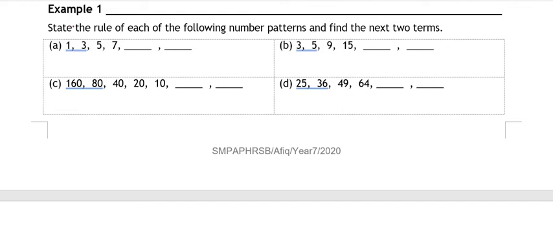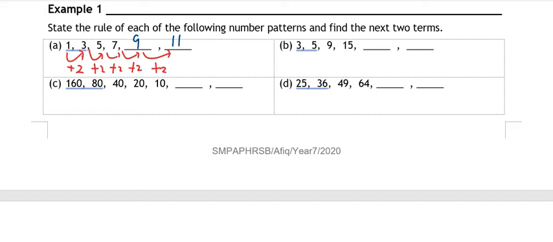Now, example 1: state the rule of each of the following number patterns and find the next two terms. So let's have a look at part A. I see here 1, 3, 5, 7, and you can see straight away that this is a sequence of odd numbers. So the rule that you're going to use is adding 2 to each term, right? So let's have a look here: 5 to 7, and then 7 to the next term. The next term here is going to be 7 plus 2, 9, and 9 plus 2 will become 11, right? So that's the first one.